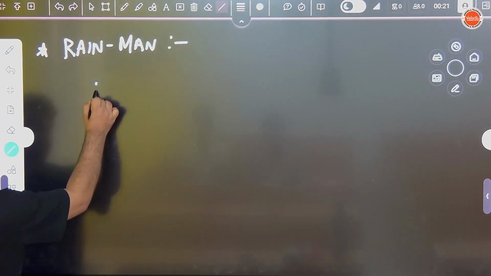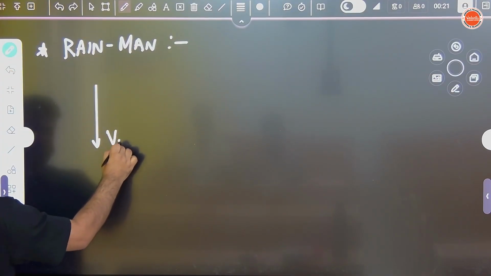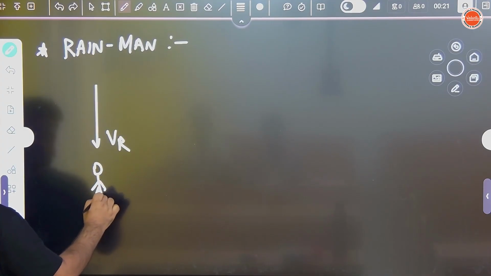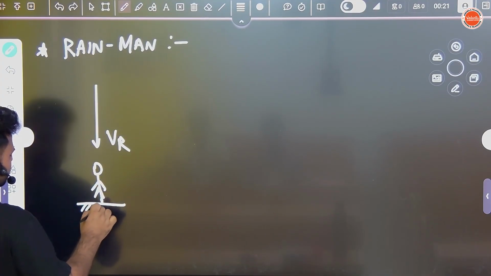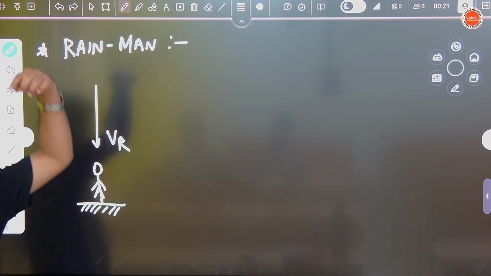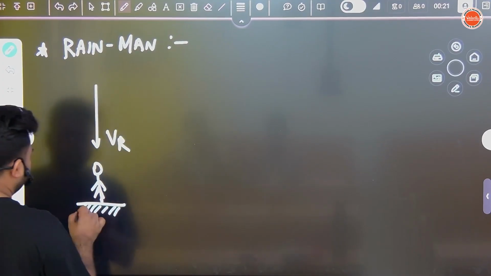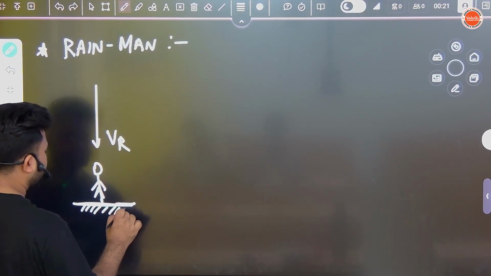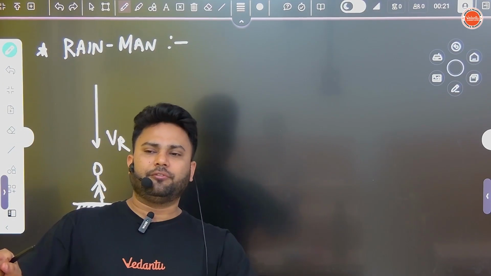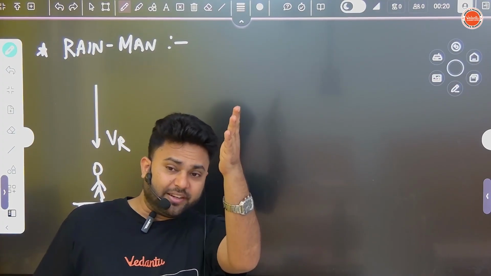See, suppose rain is raining like this. So what do you write? This is the velocity of rain. And you are standing or sitting like this. This is the ground. So rain will hit vertically on your head. Correct? Now what do you do? You start running, or you start your bike and you move with high velocity. Now what will you feel? The rain comes to you a little bit slant.